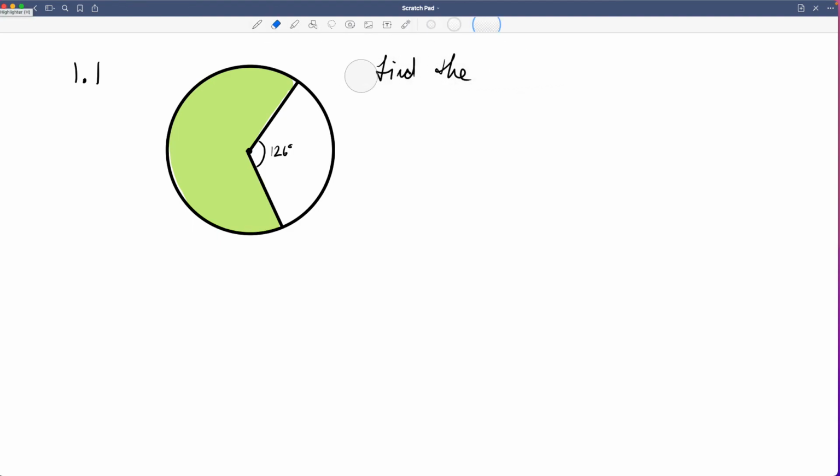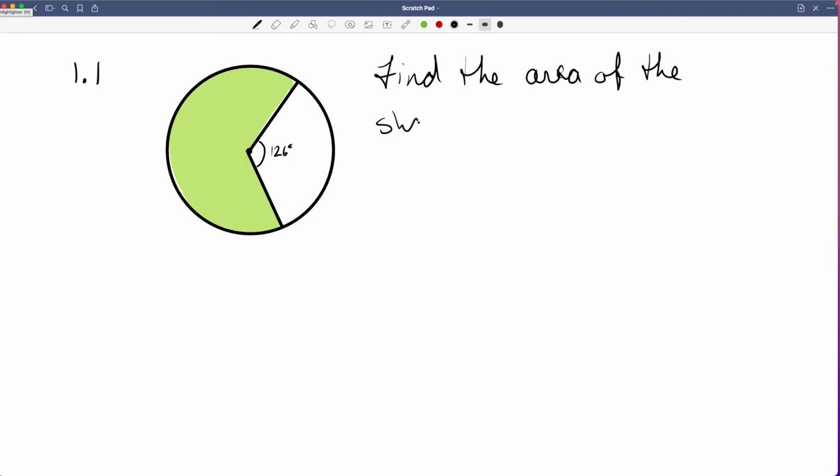Sorry, my handwriting is very atrocious. Find the area of the shaded sector. And the radius equals 2 times the square root of 5 meters.